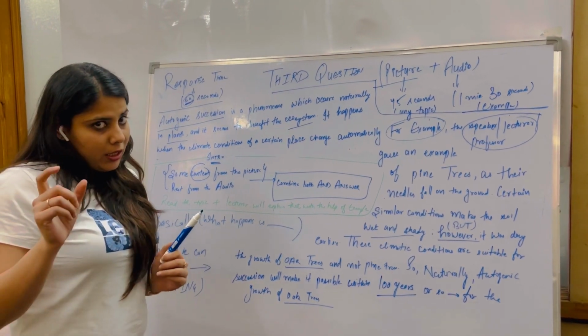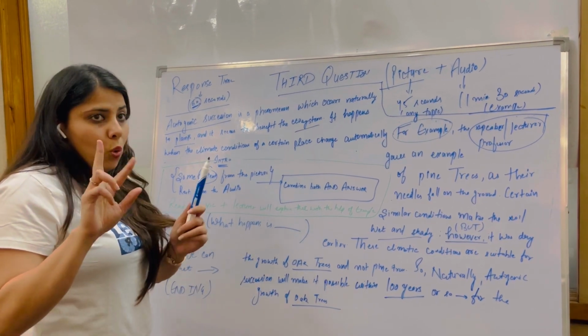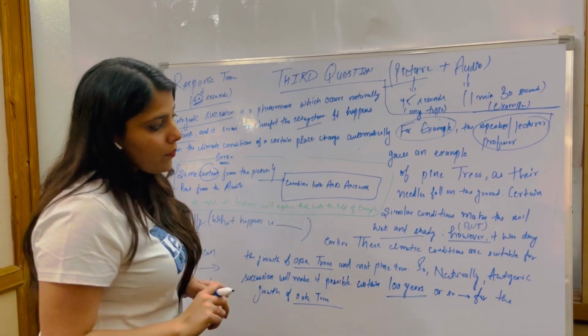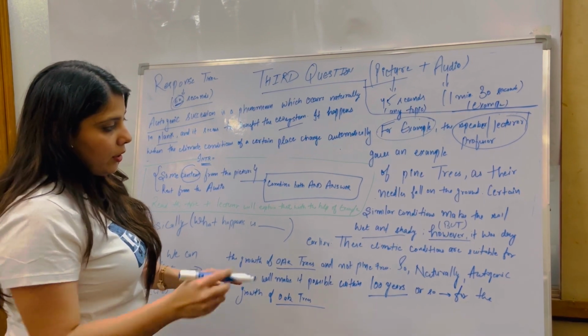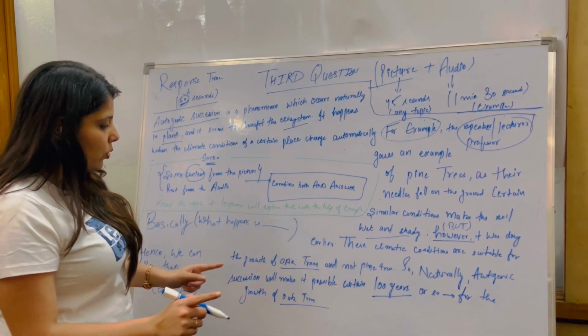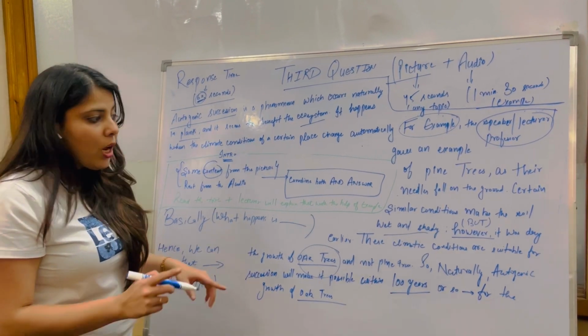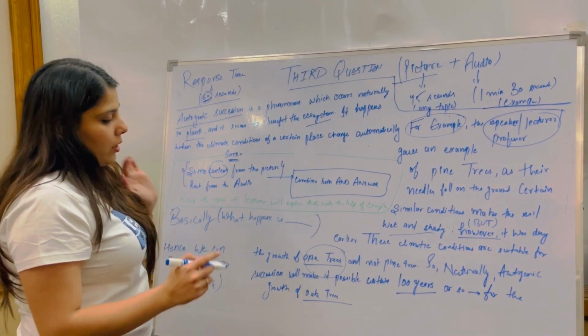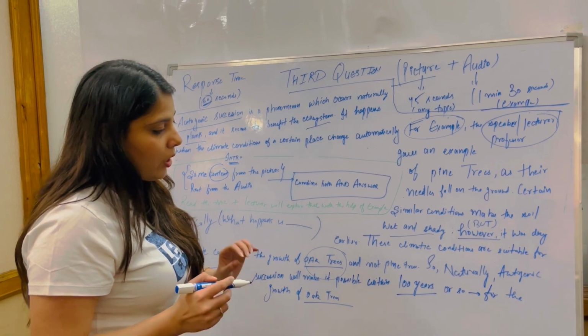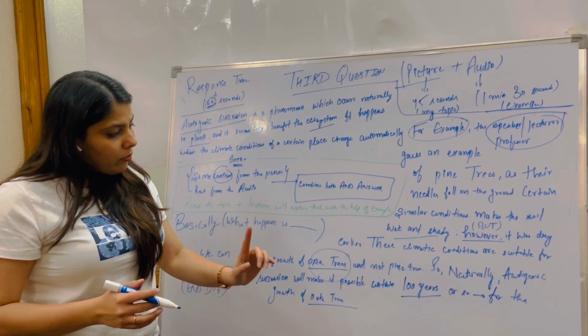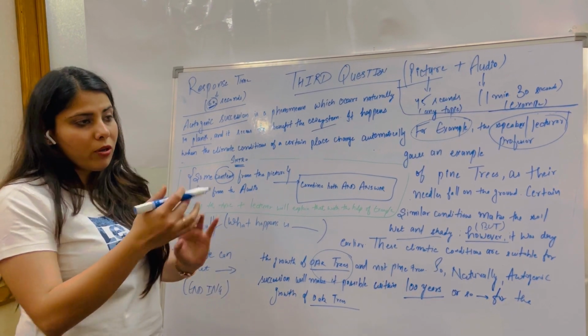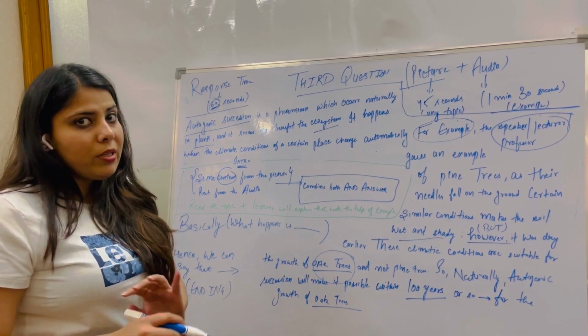However is basically a connector that we use to connect two contrasting sentences. It was dry earlier. These climate conditions are suitable for the growth of oak trees and not pine trees. So naturally, autogenic succession will make it possible within like 100 years or something for the growth of oak trees, and the whole forest will be of oak trees and not the pine trees.